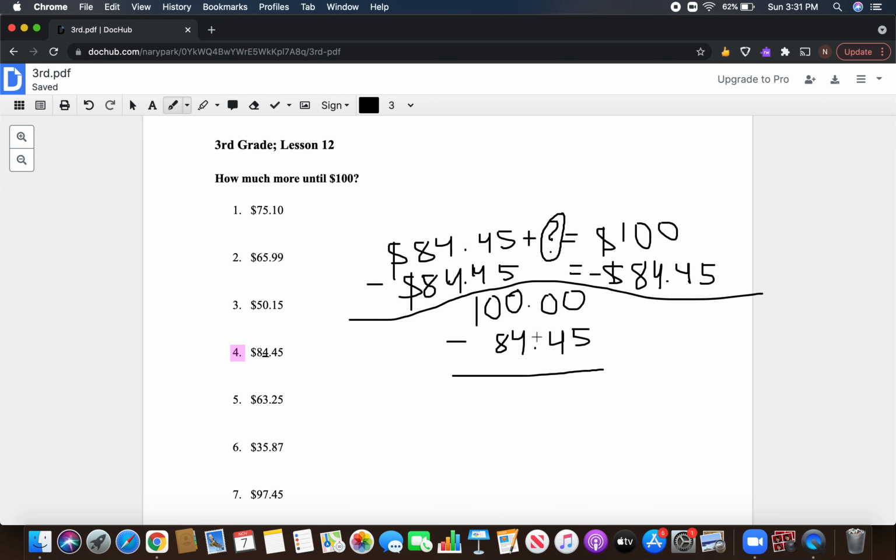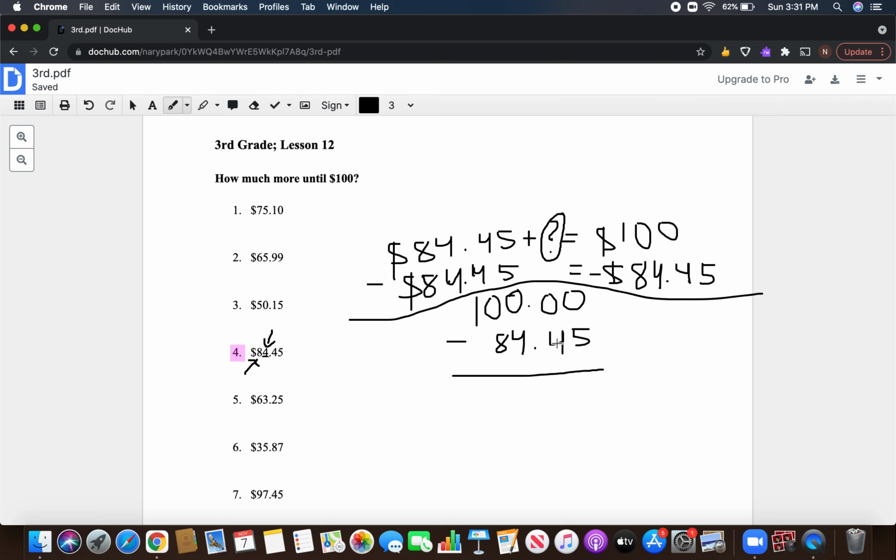$100 minus $84.45. This is just a review, but when you subtract or add, you want to align the numbers by place values. The 8 in 84 is the tens place, and the 4 in 84 is the ones place, correct? That's why I lined it up. 8 goes to the tens place in 100, which is the first 0, and 4, which is the ones place, goes to the second 0 of 100, which is the ones place.